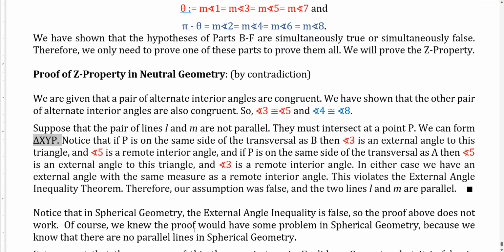Okay, and this is not going to work. And of course, we knew this is going to be false in spherical geometry because what happens here? We can do a situation in spherical geometry where we have alternate interior angles that are congruent, but we know there's no parallel lines in spherical geometry, so there's no way this is going to work. And the proof breaks down when we try to use that exterior angle inequality.